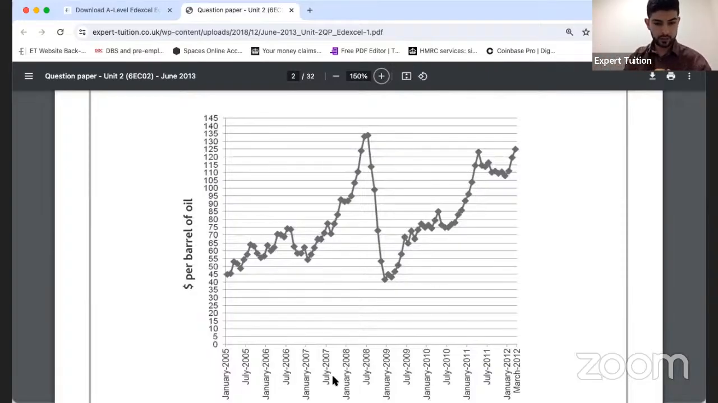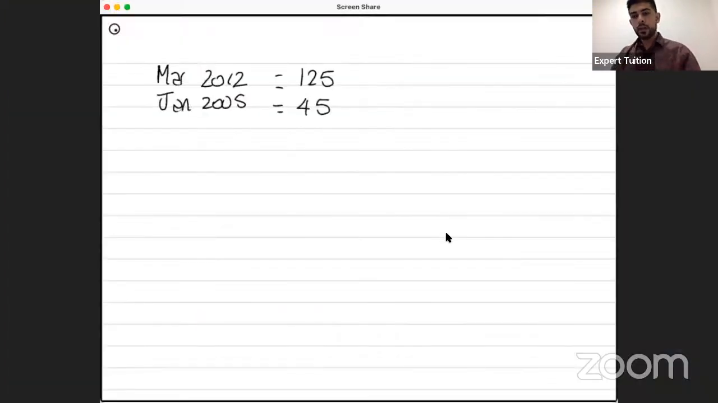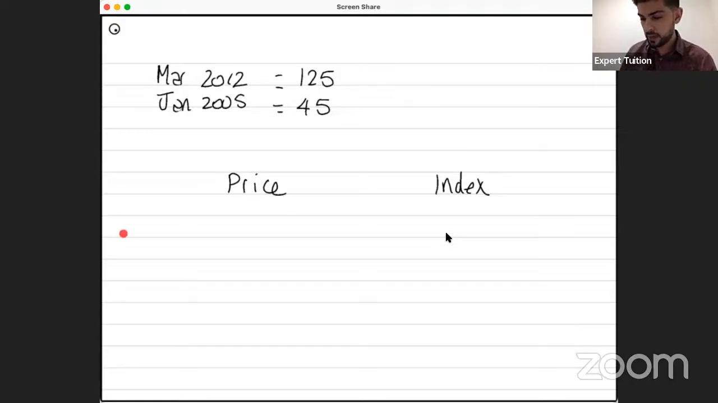So let me stop this share and do a new share. Right. Okay. In order for my method to work, there are two things I need. One is I need to understand what my two metrics are. Well, one metric is clearly price. So on one side, I've got price. And on the other, I am trying to express it in index numbers. Index over here. And over here, I've got January 2005 over here, and March 2012 over here.